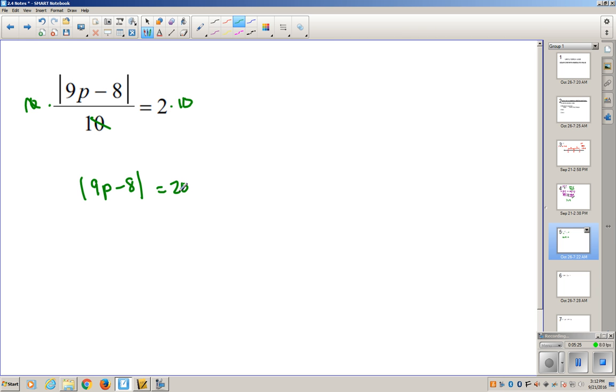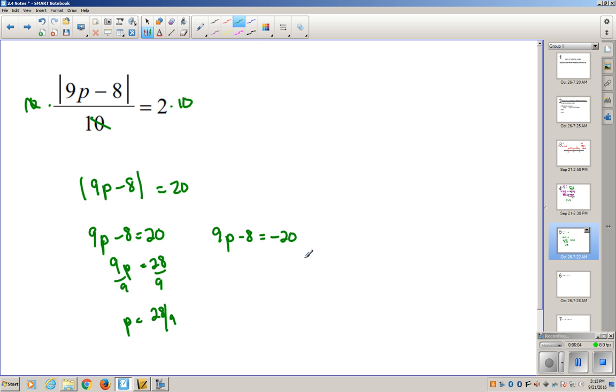All right. And now we have a situation where it's the exact same thing as it was in the first example. So now we're going to rewrite 9p minus 8 equals 20, and then we're going to write 9p minus 8 equals negative 20. Okay? So now we're going to solve both of these. So this would be 9p equals 28. Dividing both sides by 9, we get p equals 28 ninths.